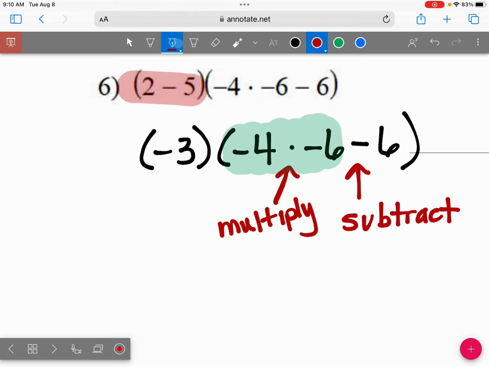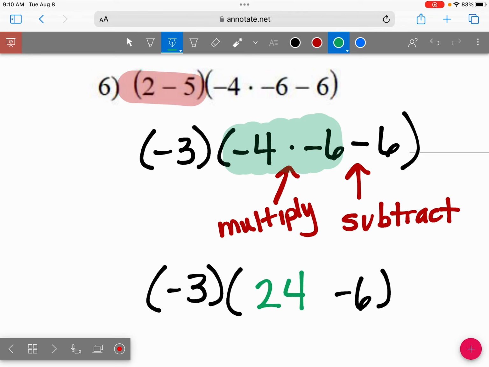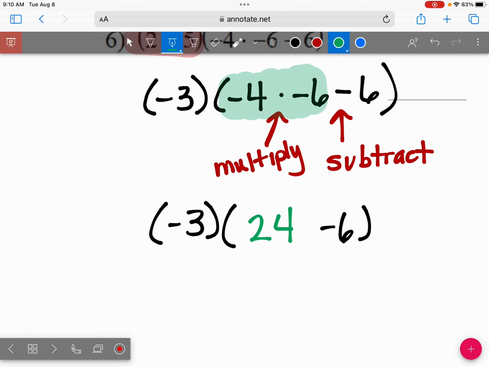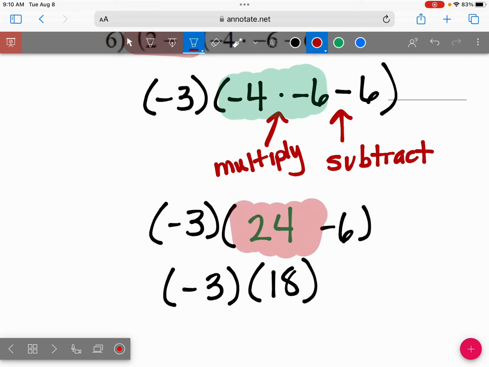So then that gives me -3. And then that would be a 24. So now we're going to work inside of our parentheses and subtract. 24 minus 6 is 18. And then my last step, so this was my next step as I subtracted.